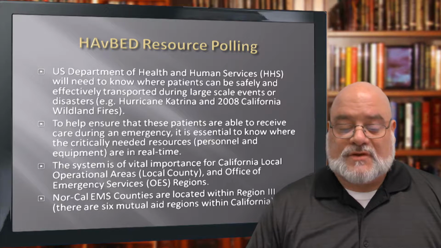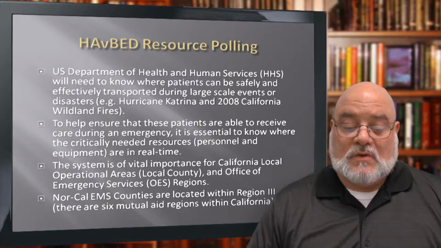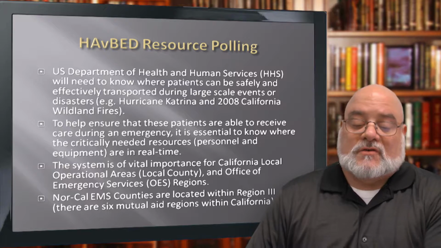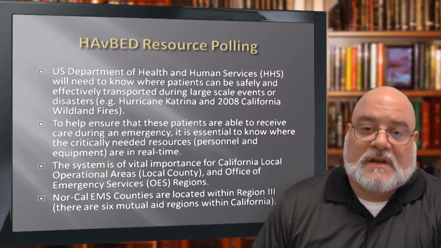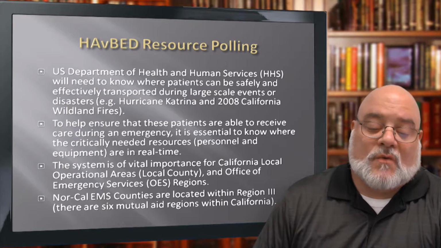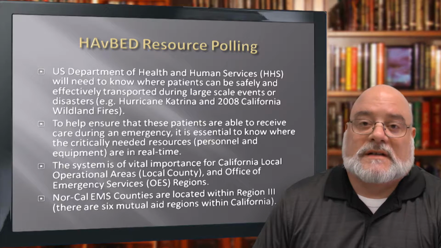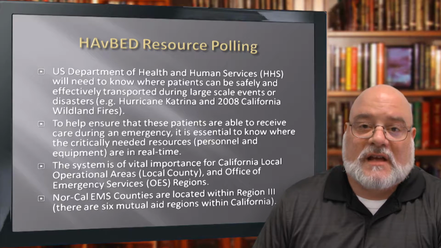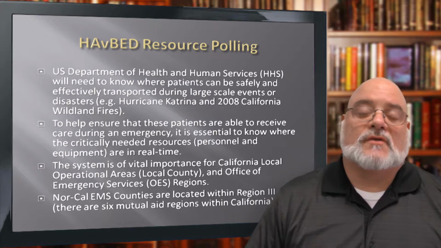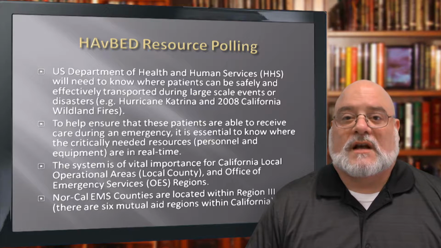So, HAVBED resource polling. The U.S. Department of Health and Human Services, or HHS, will need to know where patients can be safely and effectively transported during large-scale events or disasters. Examples are Hurricane Katrina, the 2008 wildland fires in California, which were devastating to many parts of the state, and patients had to be evacuated from nursing homes, acute care hospitals, and were distributed all across Northern California.